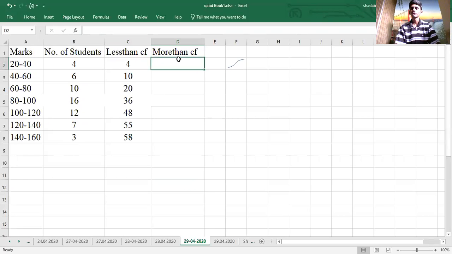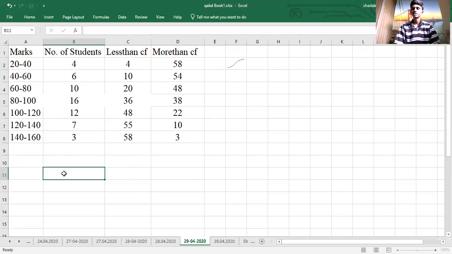Whereas for more than cumulative frequency, we have to come from downwards. It is easy. 3, 3 plus 7, 10, 10 plus 12, 22, 22 plus 16, 38, 38 plus 10, 48, 48 plus 6, 54, 54 plus 4, 58. That's it. Nothing is difficult. If you do this much, then your problem is over.